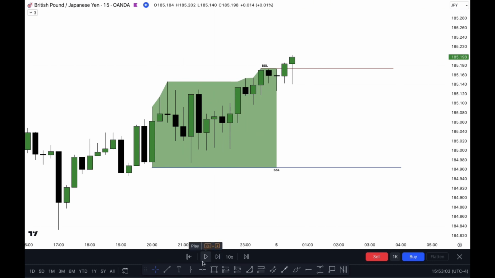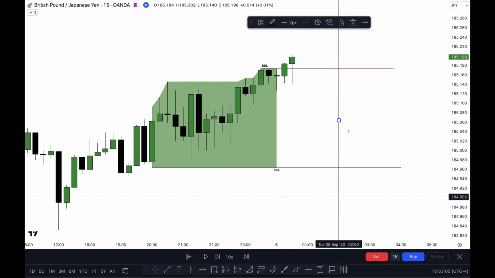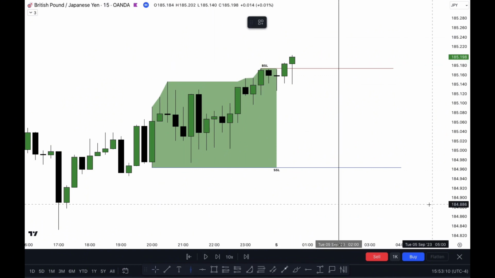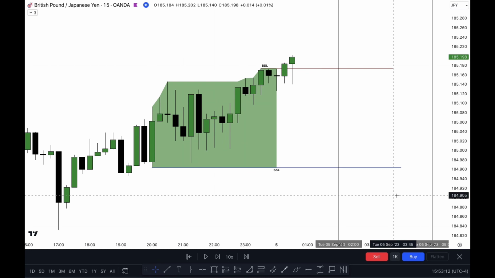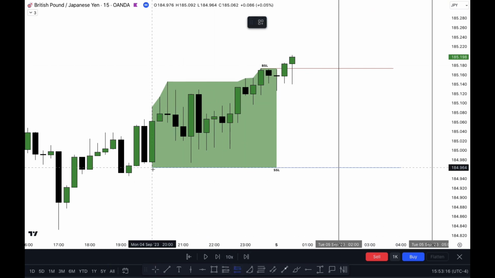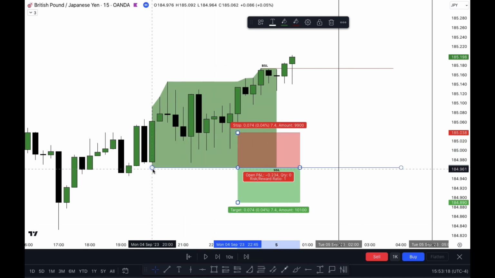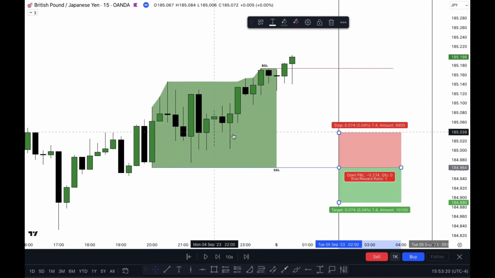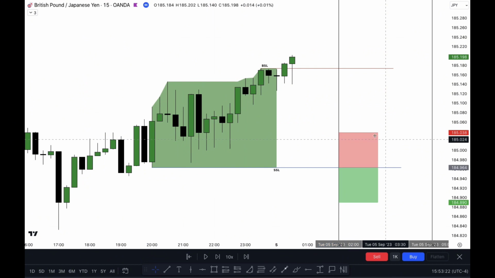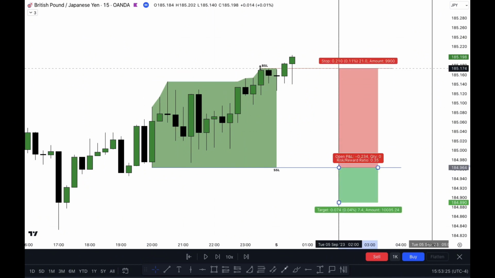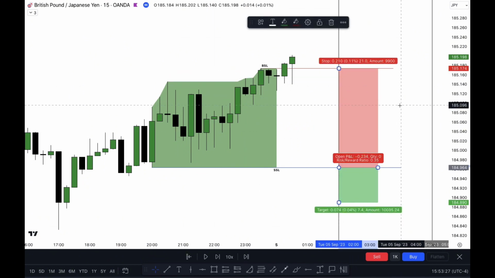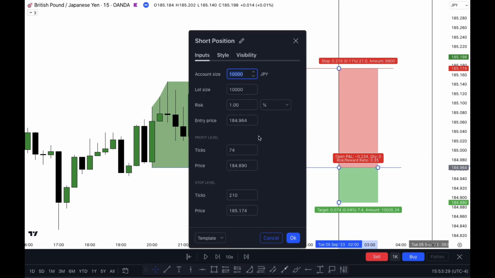Now at this point, we're waiting for price to come back down within the London session, 2 to 5 a.m., to get us into the market short on a stop order on weakness. So we go short at the Asian session low here. Our stop loss is going to be 21 pips, and our TP is going to be the same thing as well.